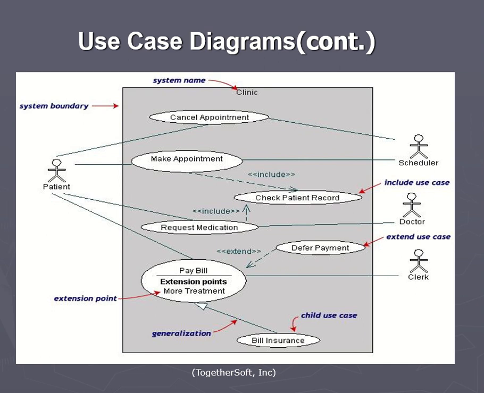Okay, and after this appointment, it includes the check patient record. This is the use case. This is the patient records, and the patient next goes to request medication from the doctor. And next, the clerk will pay the bill. The extension point is more treatment; the doctor may defer the payment, and the clerk will give him some medicines and the bill, insurance, all these things.